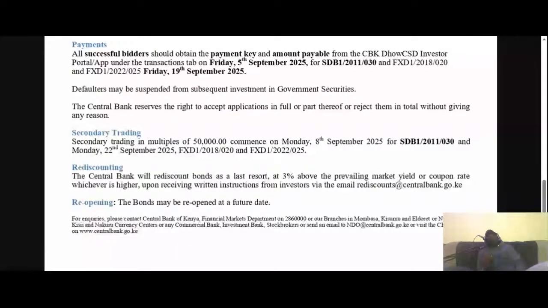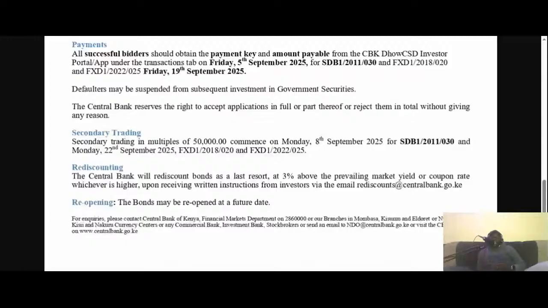The DhowCSD portal is not a place where you go bidding when you are bored, even if you don't have the money to invest. If you place 3 bids, they are successful and you don't send the money, you'll be blocked or suspended from placing other bids, and you will be required, not you might, you will be required to write a letter to the Central Bank of Kenya explaining why you behaved the way you behaved, so you can be unsuspended and allowed to participate in the auctions again.